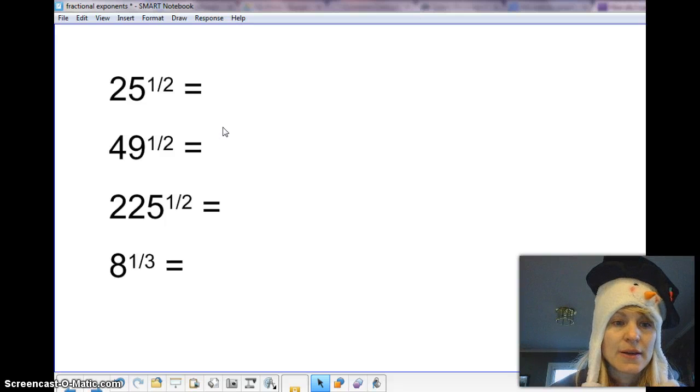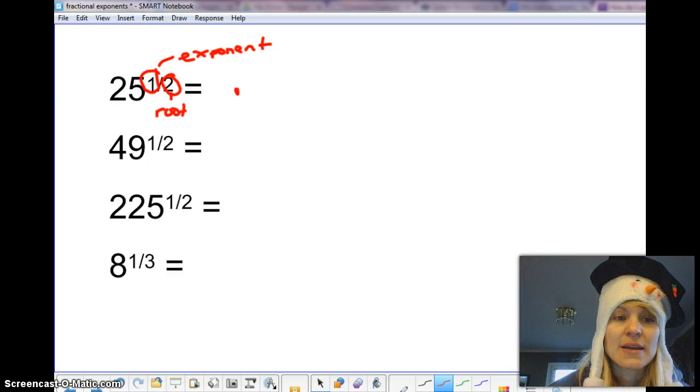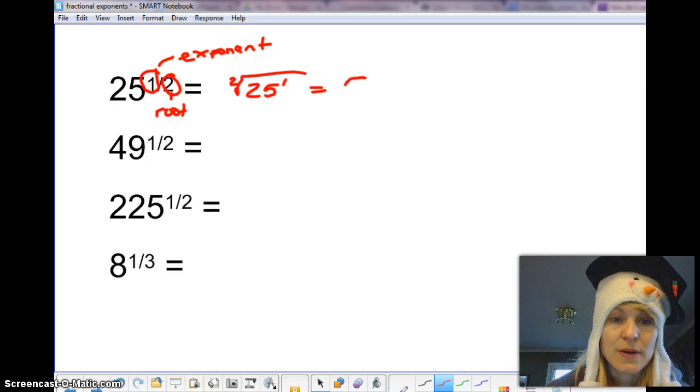So look over here. This number right here is going to be your exponent. So the numerator is going to be your exponent, and the denominator is going to be your root. So really what this is saying is we take the radical of 25, this is to the 1 power, and this is the root of 2. So it's saying what number times itself gives you 25, and that would be 5.